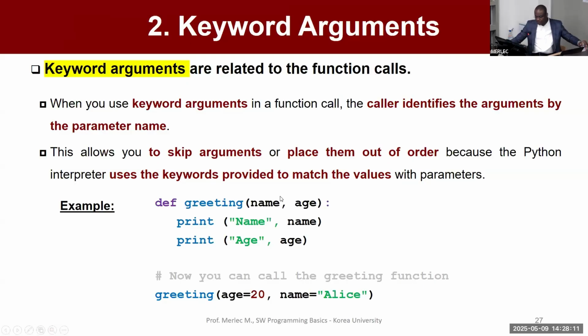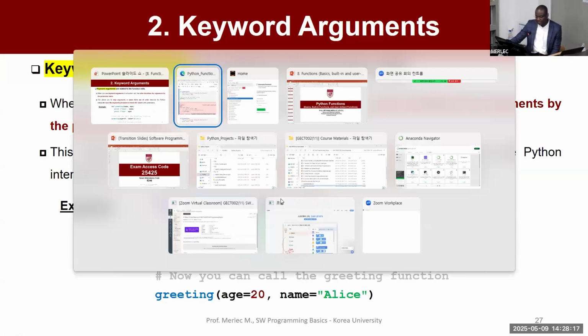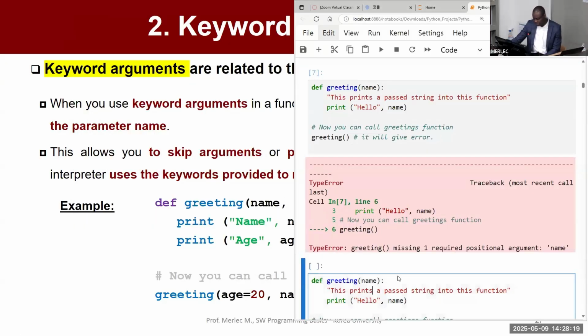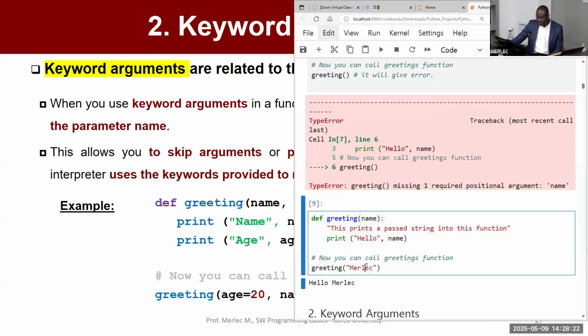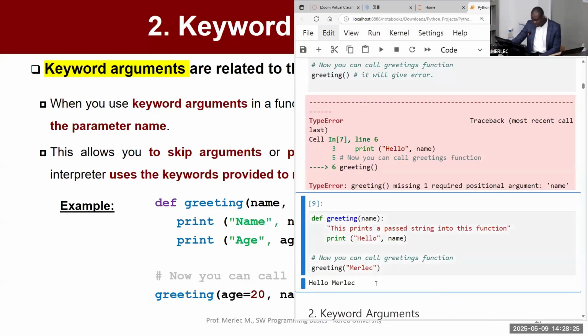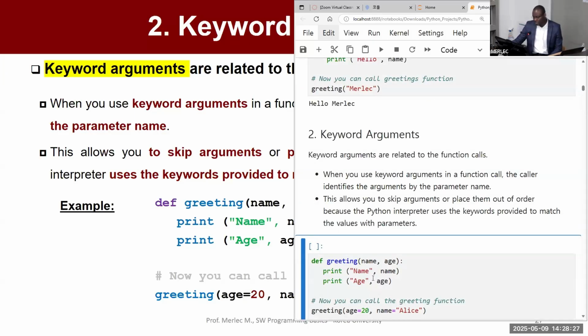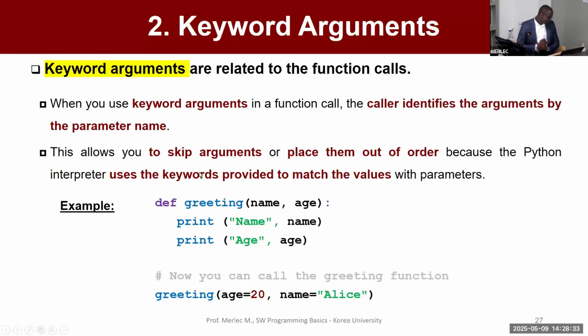So to fix that, you have to provide at least a value. Okay, you have to provide at least a value like this. In the following example, here you have a Merlek, which is given as a value. Then the issue will not raise again.